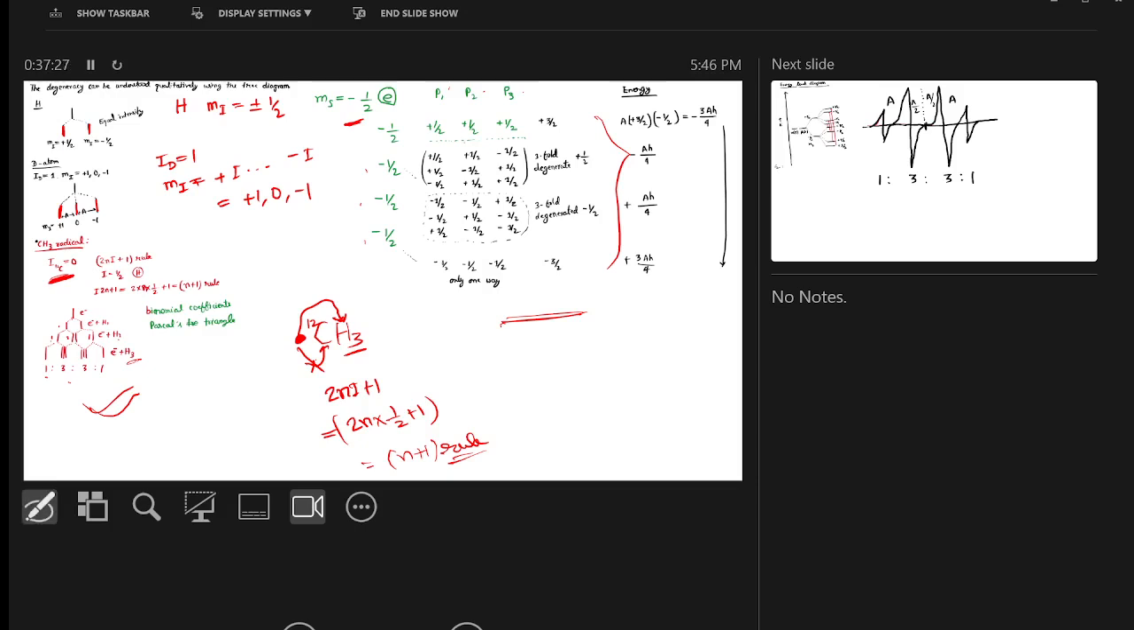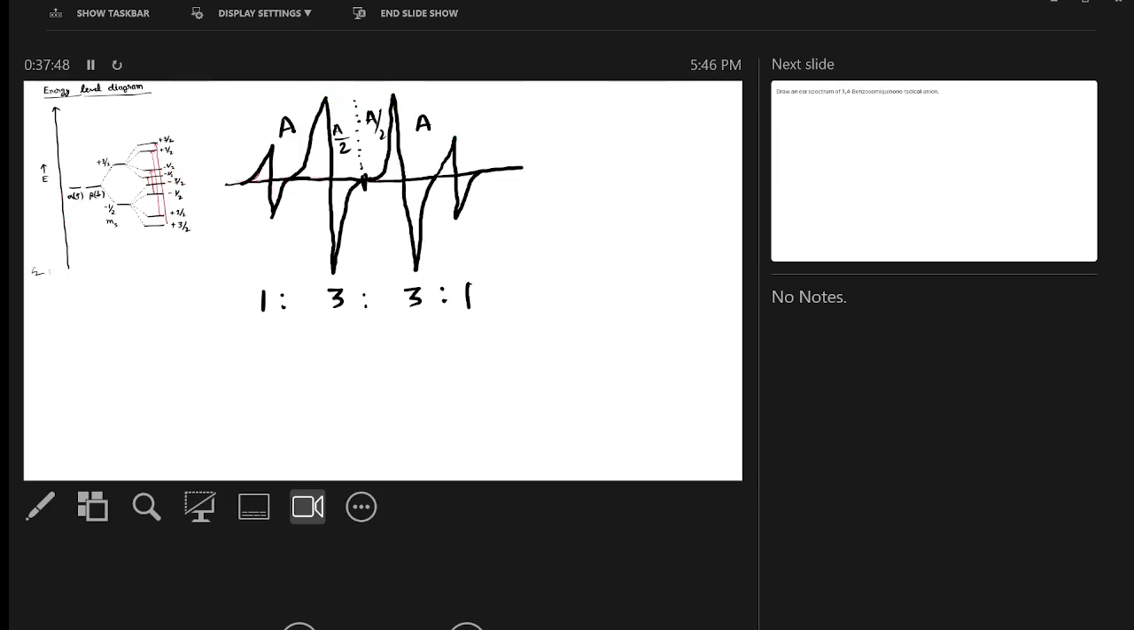Here you can see there are three ways, so the intensity will be 3. Here also you can see there are three ways. These things are discussed very well in the lecture note. I am just briefing it out. You can refer to the lecture note. So this will be the resultant EPR spectrum you will see for methyl radical, for CH3 radical. So the intensity, meaning the area of these peaks, will be in the ratio 1:3.